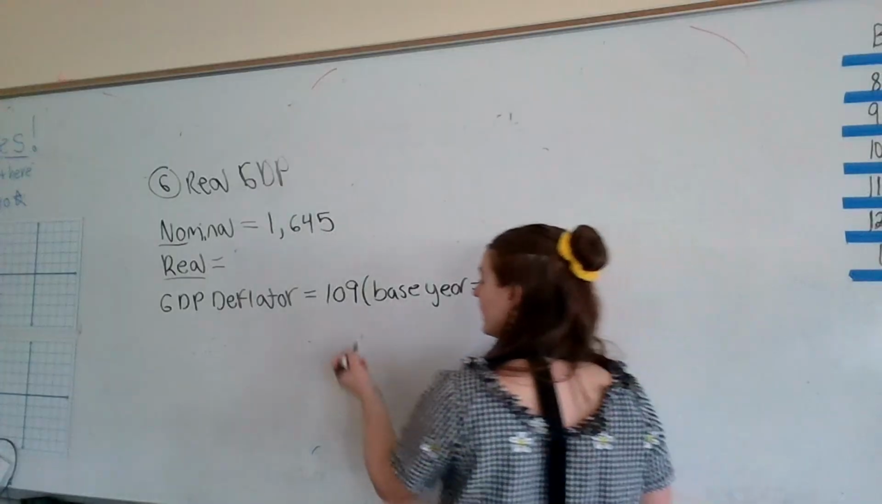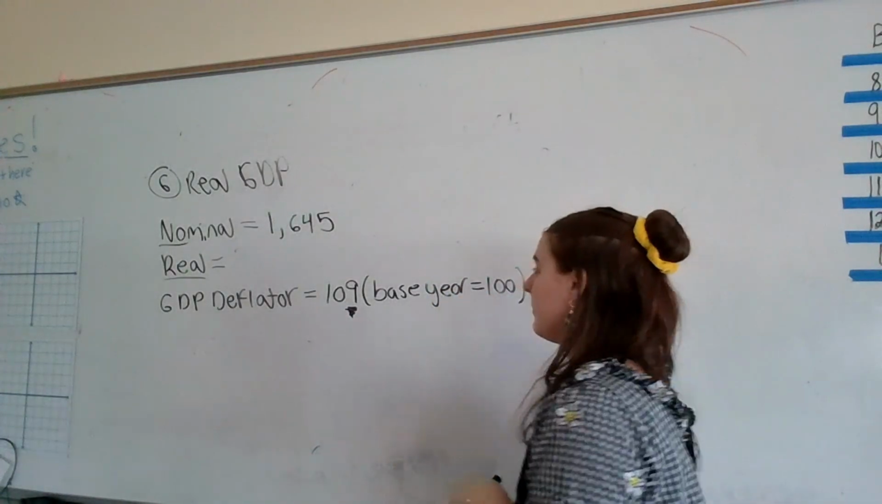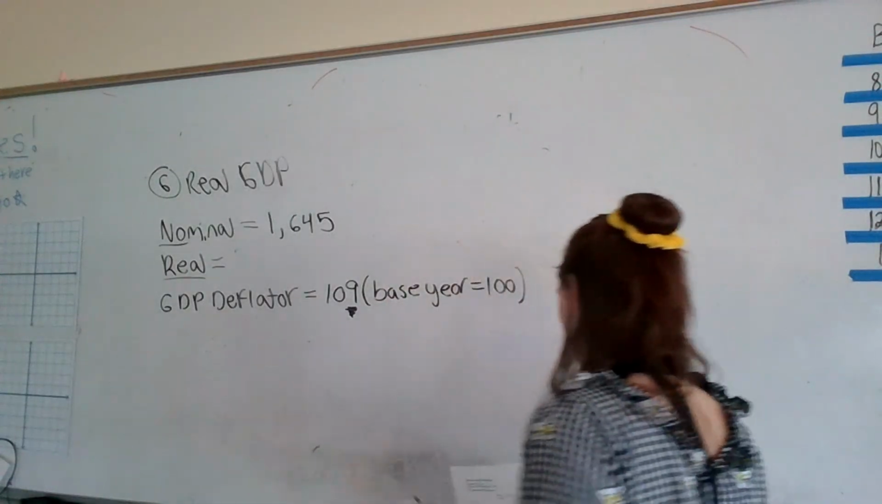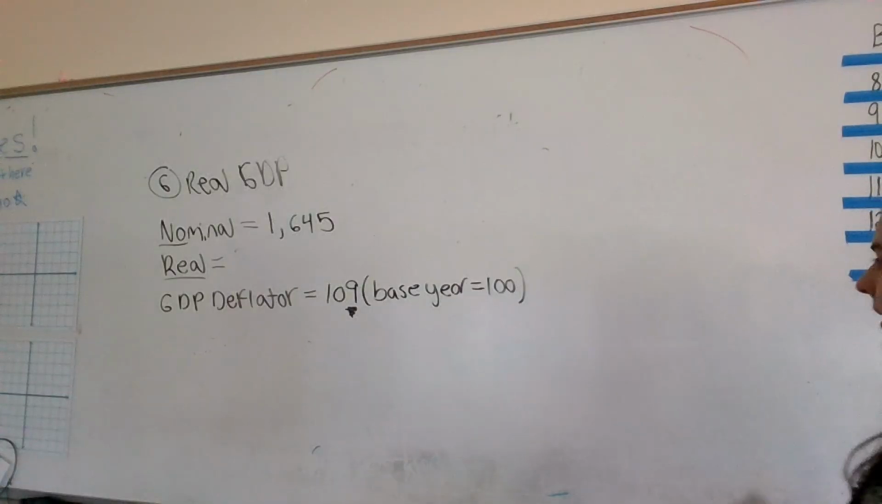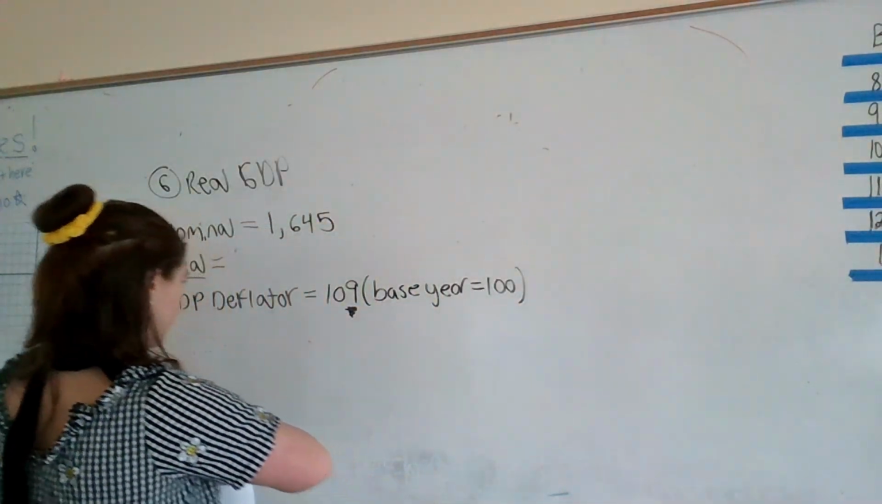So we're most likely going to see some inflation occur, right? Because we're going past that base year. We're going past our 100%. So the way we want to calculate our real GDP, our equation for real GDP looks like this.